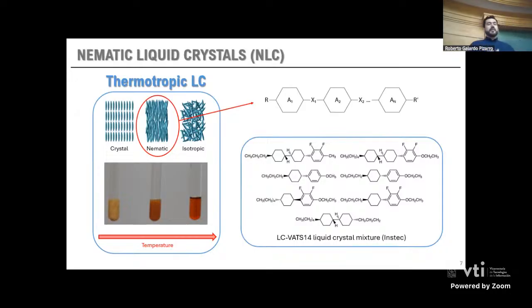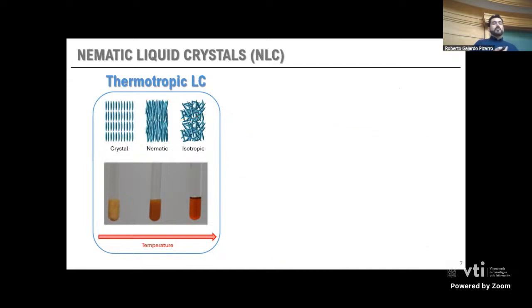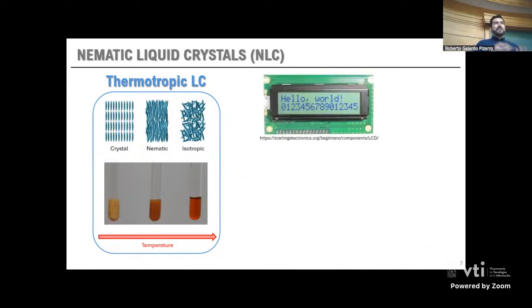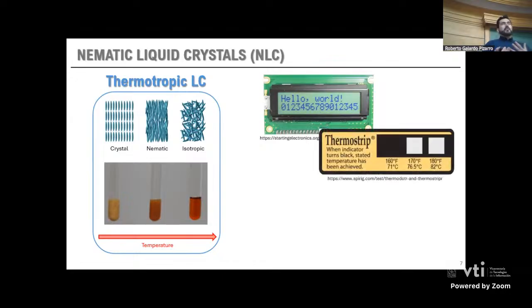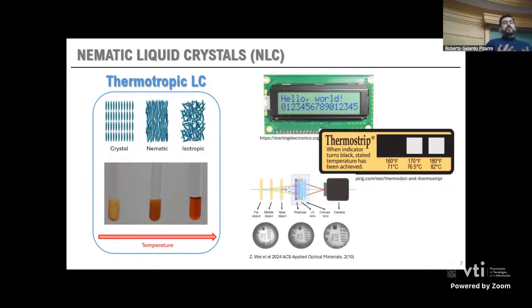Thermotropic liquid crystals are widely used in industry. For example, we have the classic application in liquid crystal displays, but we also have thermal sensors in order to see if we achieve some kind of temperature. And we also have other sophisticated applications, for example, the manufacture of lenses, using liquid crystals instead of glass.